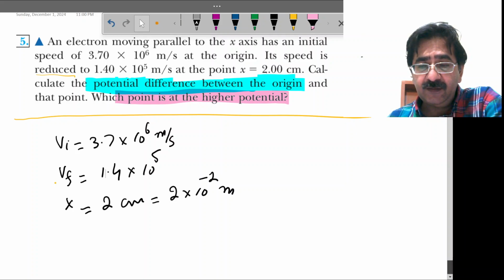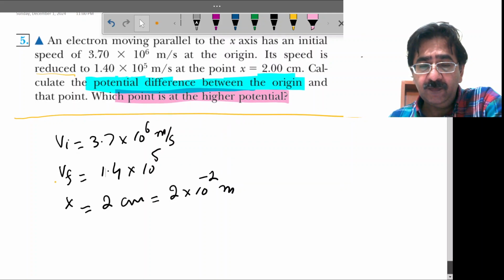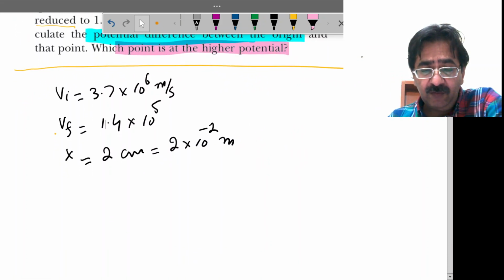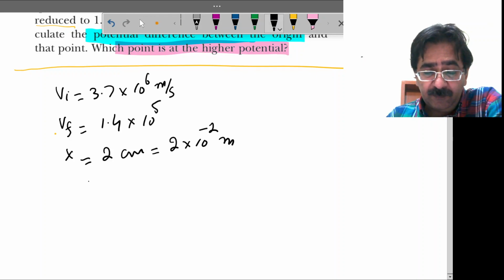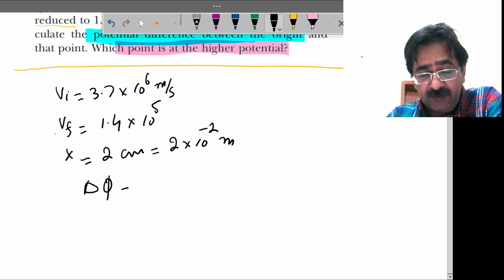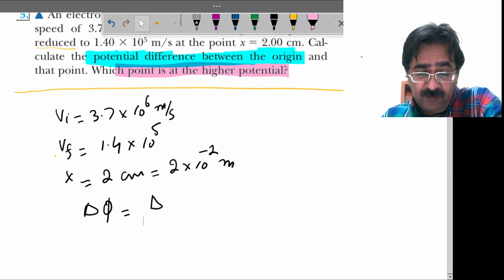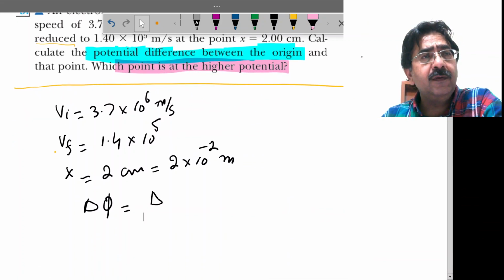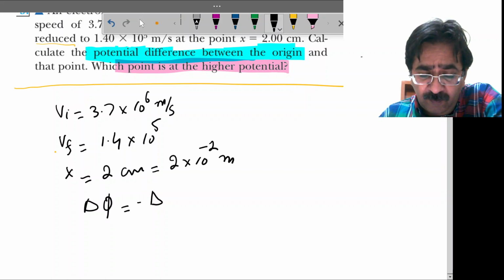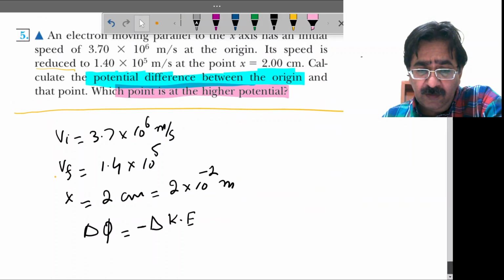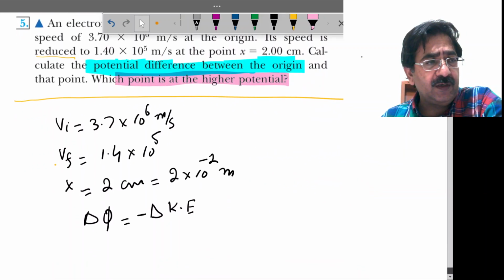The electron moving parallel to the x-axis has this initial speed. At the origin, its speed is reduced to this. Calculate the potential difference. As we know that change in potential is equal to negative change in kinetic energy. We have to calculate the potential difference.